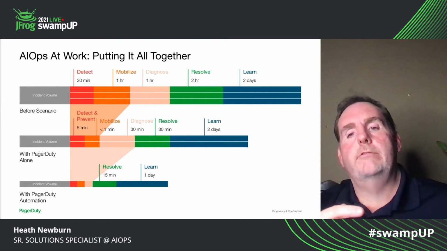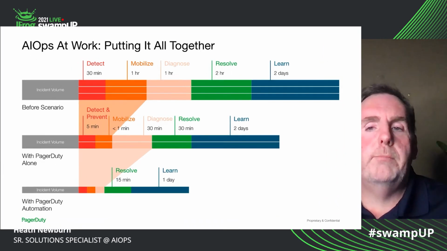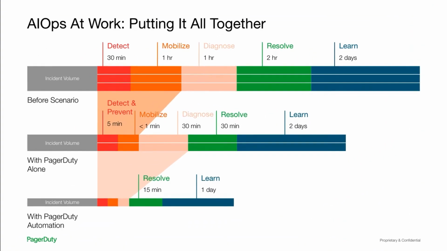Prevention, diagnosis, and resolution. These are the three places automation helps the most. The whole objective of incorporating AIOps functionality with automation is fundamentally to drive down the time needed for different phases of the incident response lifecycle and reduce the volume of incidents as well.